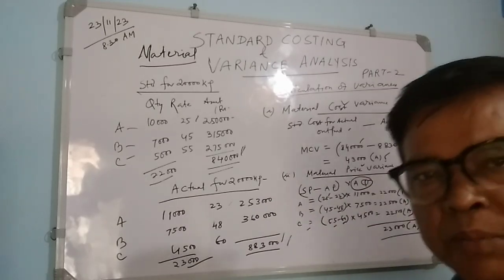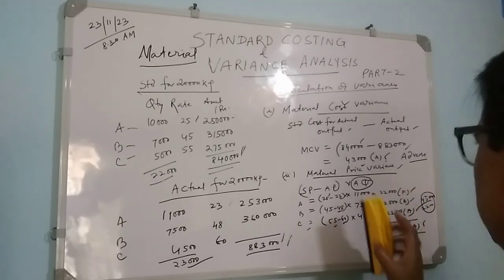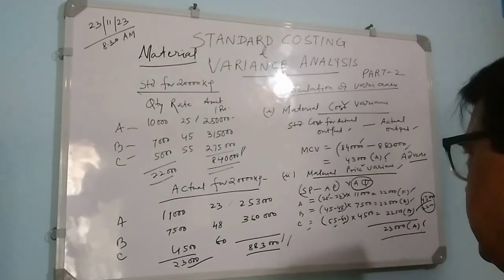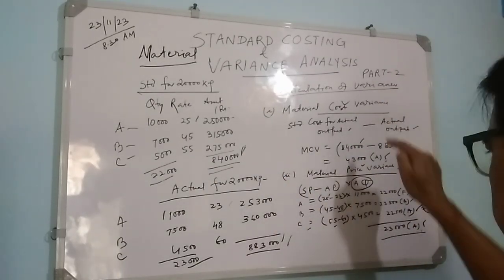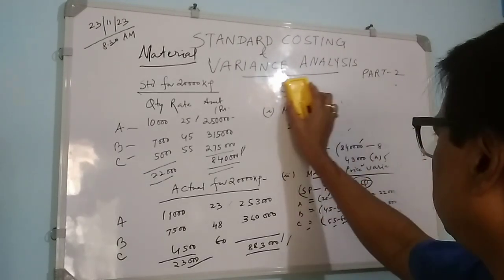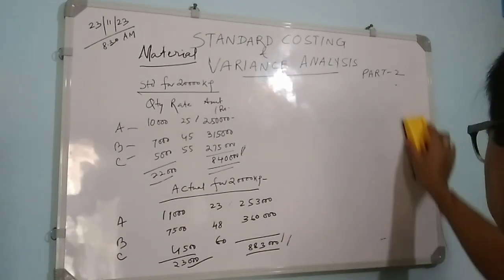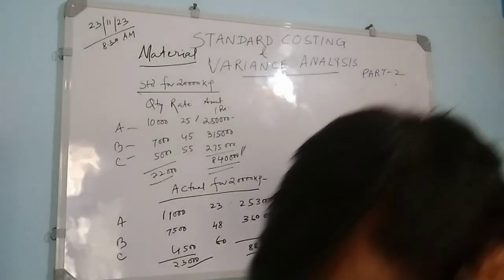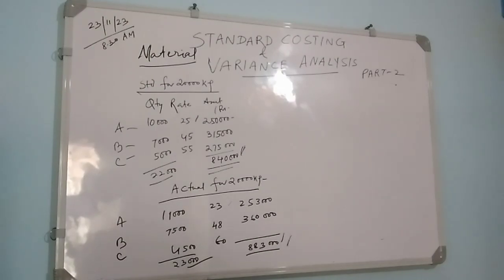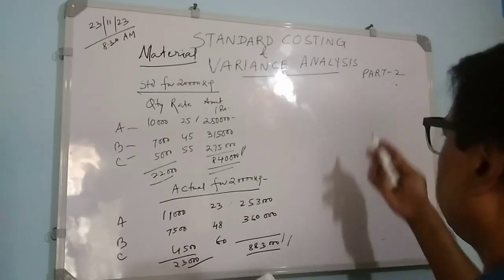In variance analysis, you just have to keep the formulas in your mind. Under material, we have discussed material cost variance and material price variance. We will explain the other variances here. Next is material usage variance.